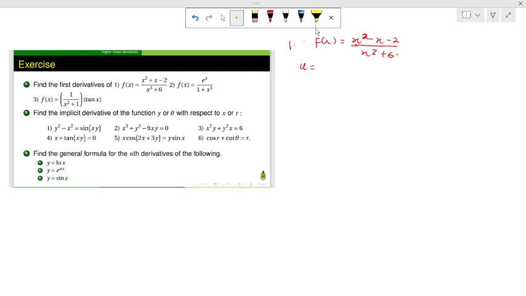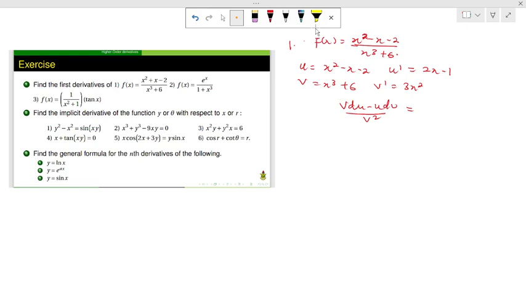Our u will be our numerator, x squared minus x minus 2. Our u prime, which is du over dx, is going to be 2x minus 1. Our v will be x cubed plus 6. Our v prime will be 3x squared, and that will be all. You know, by quotient rule, we have v du minus u dv all over v squared, right? We simply apply that here.